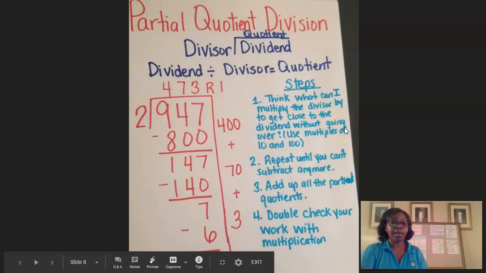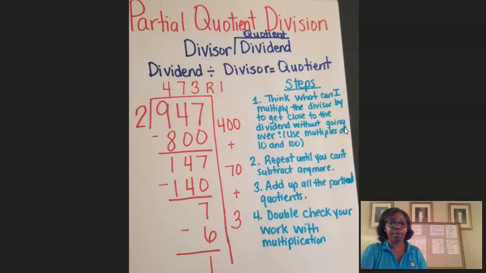Because I know that 2 cannot go into 1, I know that I am done. I'm not going to repeat step 1 over. What I do now is I add up all of the partial quotients that I had taken out of 947. So I'm going to add up 400 plus 70 plus 3, and I get 473 with the remainder of 1. That is my answer, also known as the quotient.